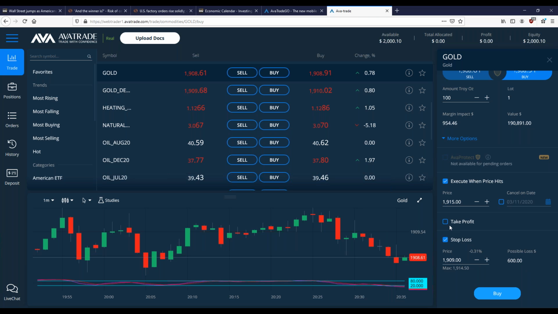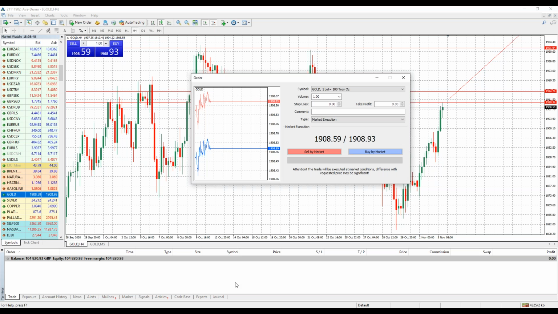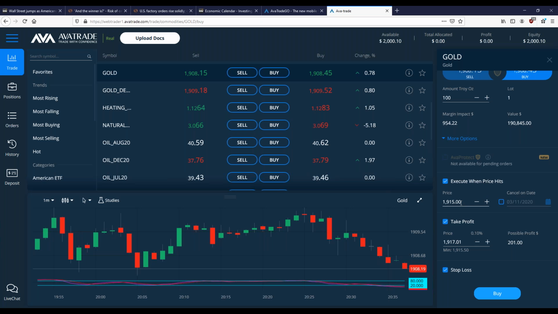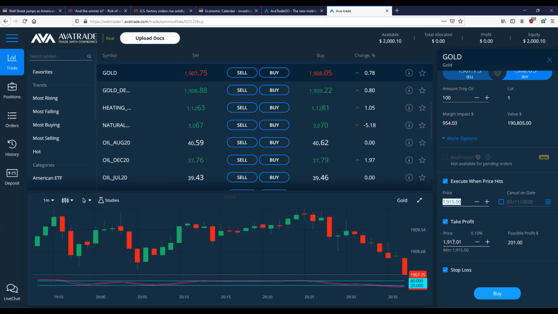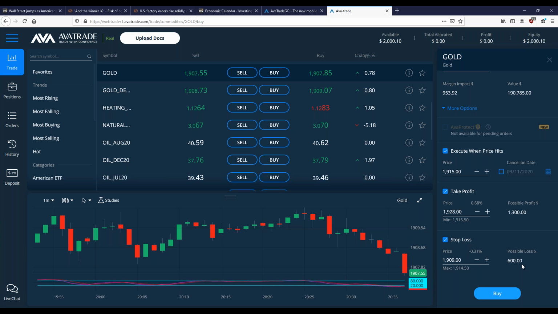And my potential profit, if my take profit is, let's look at the chart. Let's go back to the demo. We were looking at this line up here. Maybe my take profit's at 1928, just before this resistance up here, 1927, something like that. So if that's the case, take profit, oops, wrong spot. Take profit 1928. Okay, my potential profit is $1,300. My risk is $600. That's better than 2 to 1.